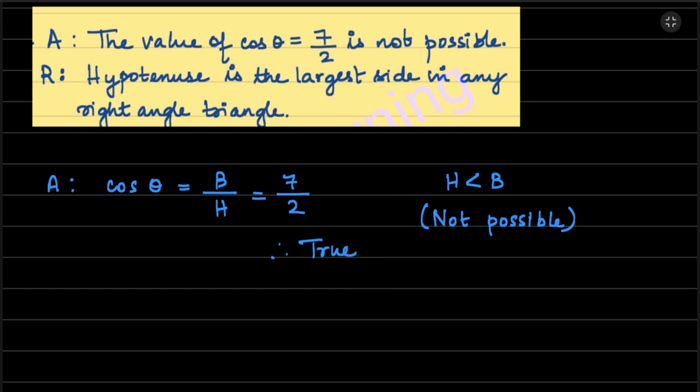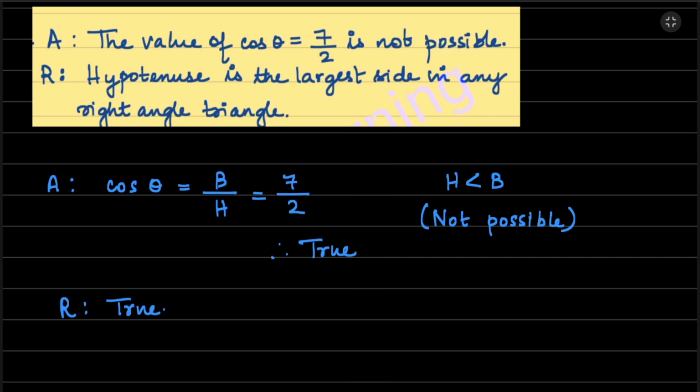What is the reason? The reason statement is nothing but hypotenuse is the largest side of any right angle triangle. Now this is also true. The reason is true. Okay, and what do you see here? Both assertion and reason statements are true, and reason statement is the correct explanation for A, right? For the assertion. So that's the answer.